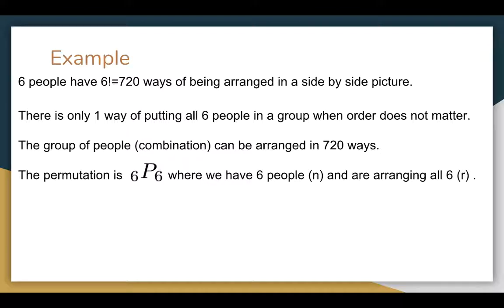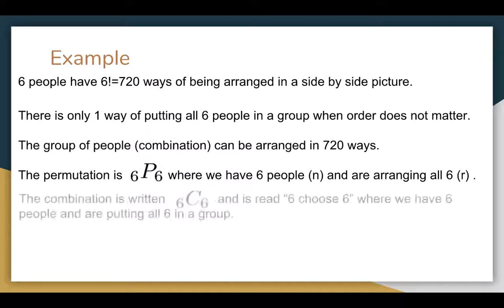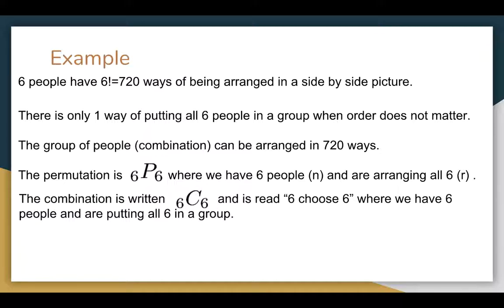The permutation 6p6 is where we have 6 people and are arranging all 6. That's 720. The combination is 6c6, read 6 choose 6, where we have all 6 people and are putting all 6 in a group. The one combination can be ordered 720 ways. This starts to paint the picture of what a combination is.